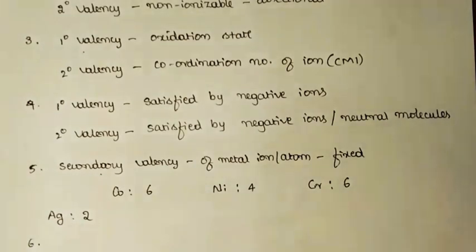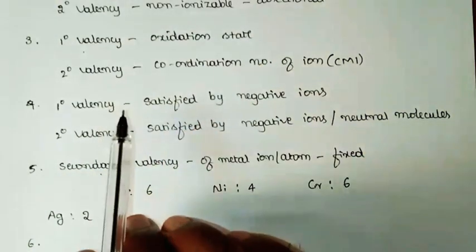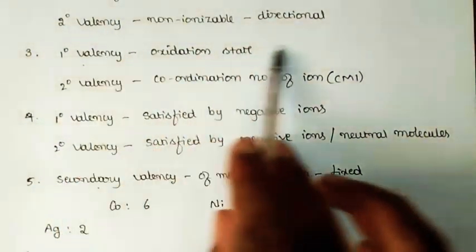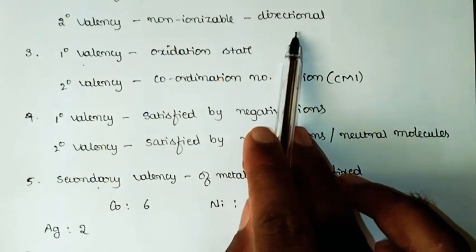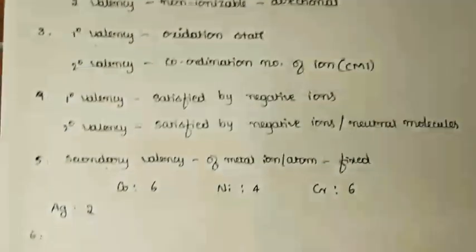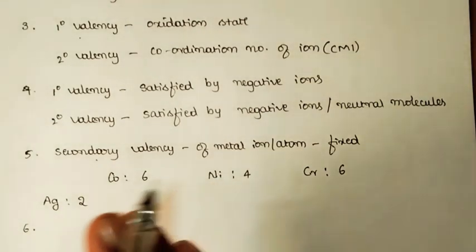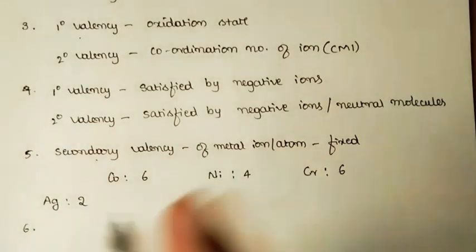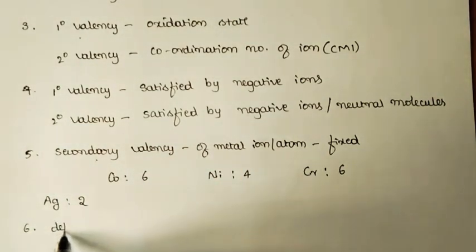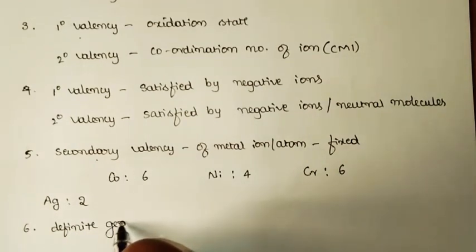And lastly, we said the secondary valencies have directional properties. The secondary valencies having directional properties means they can orient at a proper angle in three-dimensional space. So when the secondary valencies are directed towards a fixed position in three-dimensional space, that will result in a definite geometry or structure for the given coordination compound.